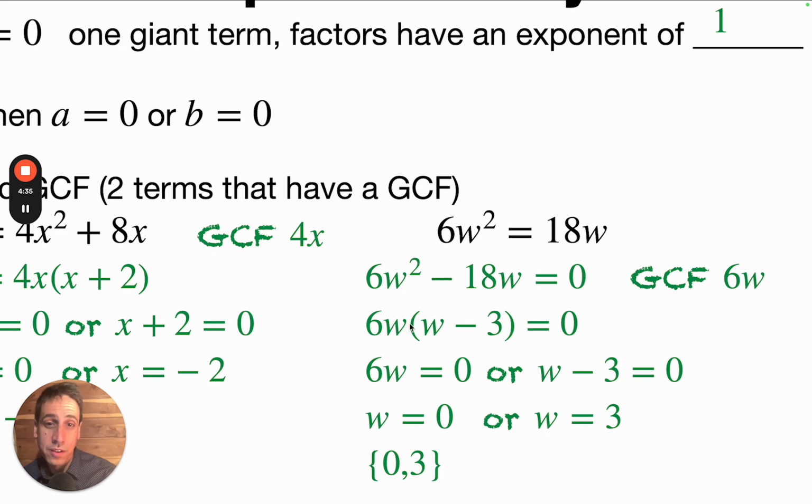So I can pull that out, and the leftovers are w minus 3. Because 6w times what gives you 6w squared? It's w. 6w times what gives you 18w? It's 3. And so that's factored form.